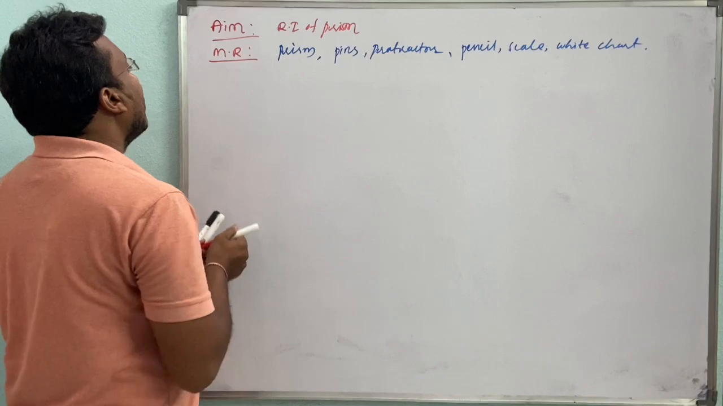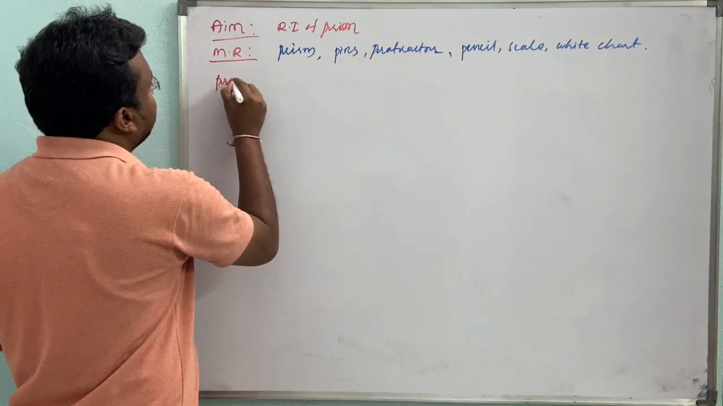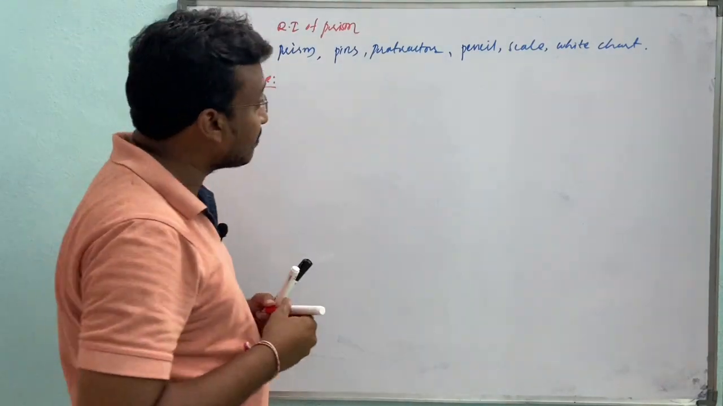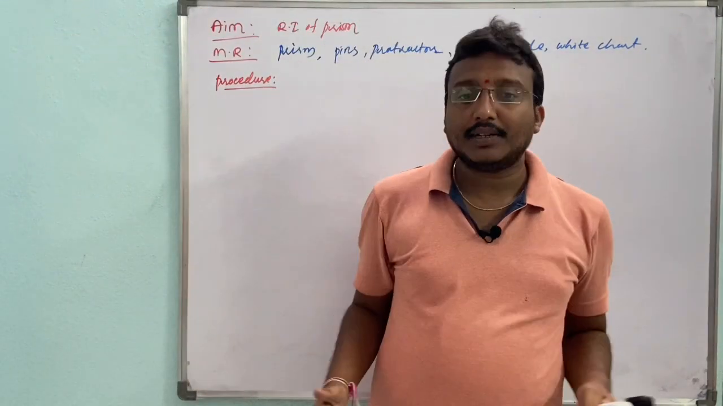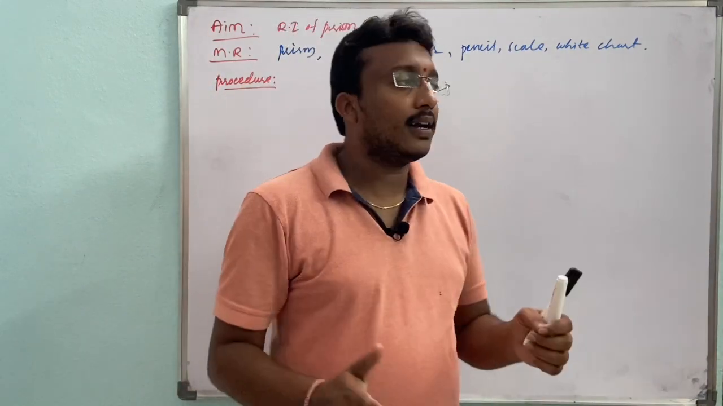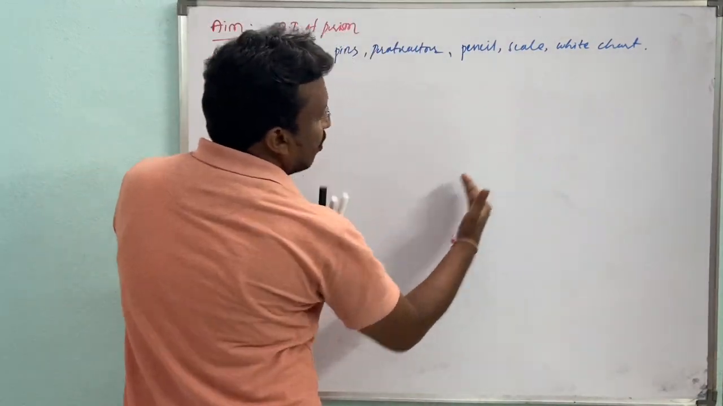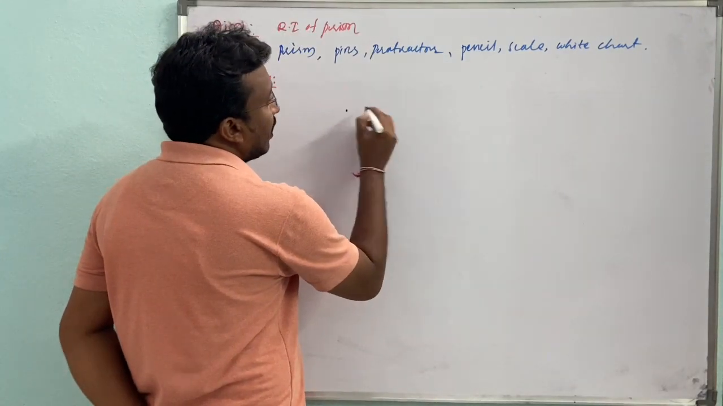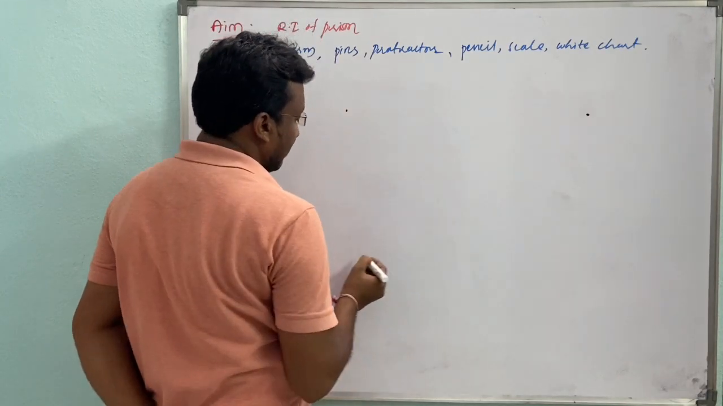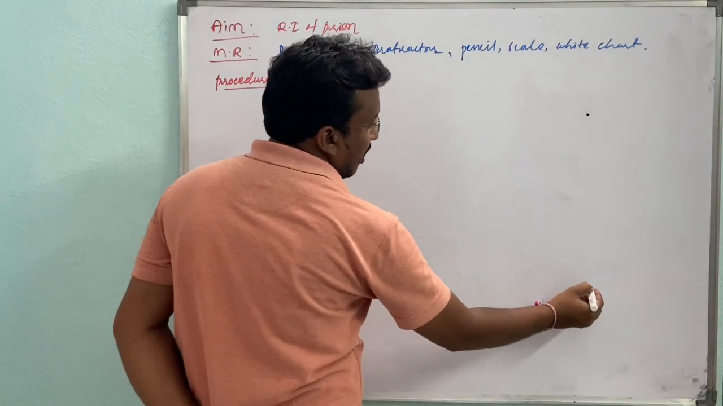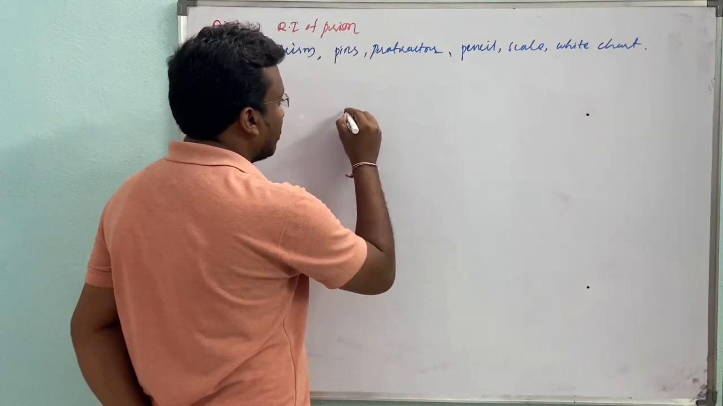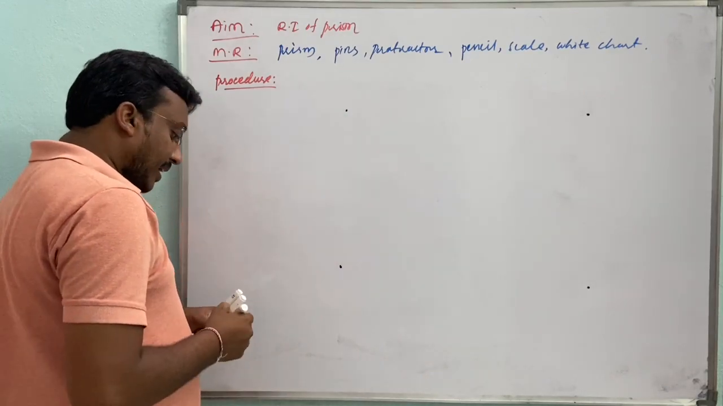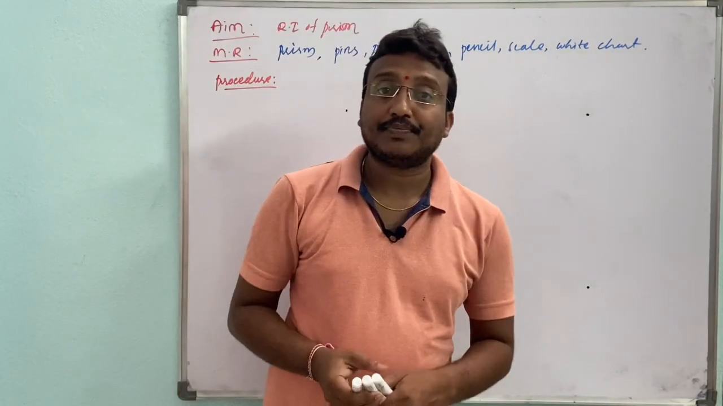The next procedure. Take a white chart and fix it to the drawing board. I have fixed it. These black dots are showing the white chart fixed to the drawing board. Okay. And take a prism.